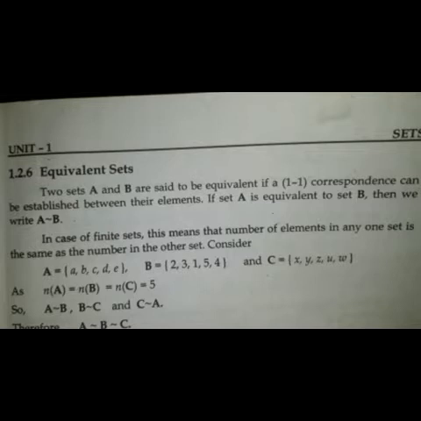After that, talking about the equivalent sets. Dear students, two sets are called equivalent sets if and only if the numbers of elements are same. Just the number of the elements. What is inside does not matter, but the number of the elements should be same. If one set is having 4 elements, the other should be having 4. It does not matter what is inside those sets.